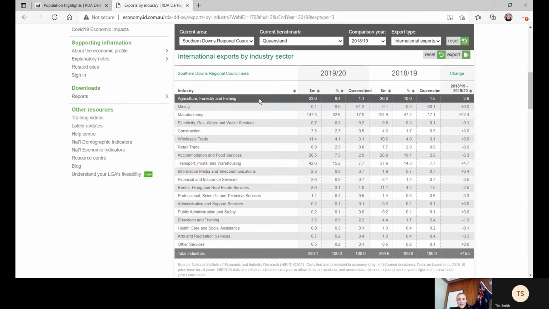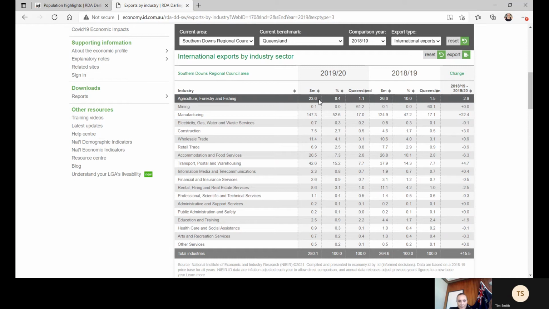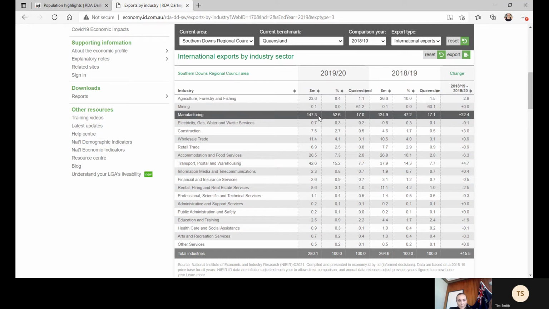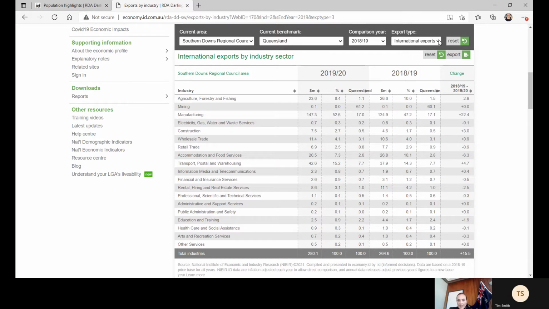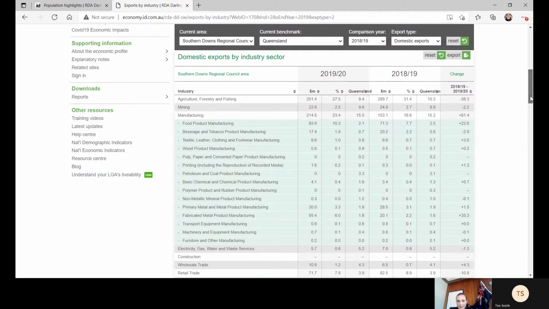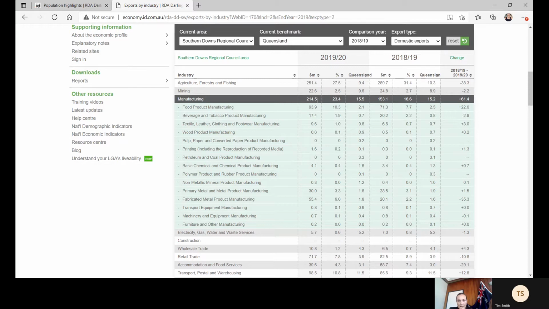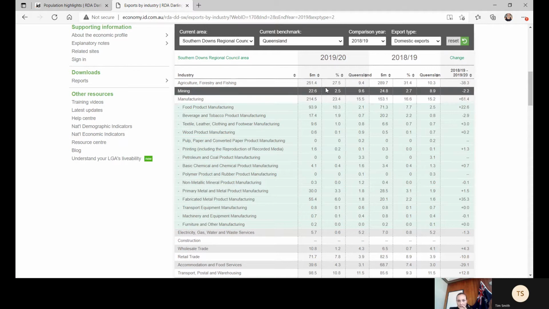to support intermediate goods. So we can see here ag, forestry and fishing, and you can see the numbers here. So 23.6 million, manufacturing 147.3 million in international exports, and then how that's changed. Okay, and then you can compare it to your domestic exports. So manufacturing certainly exports more, and your food product manufacturing is really quite high, and you can see you export much more domestically than you do internationally in terms of your manufacturing sector.